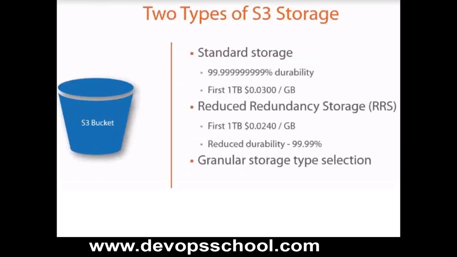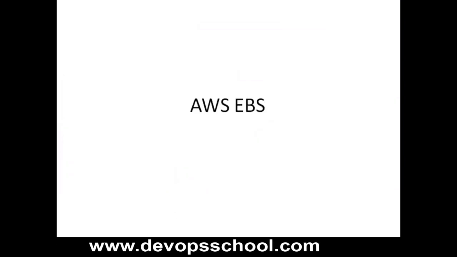Okay. Another kind of storage which we have, like EBS. In that, we have two types. Okay, this is again, we are discussing S3. In this, we have a standard storage, which is basically the same thing, but the SLA is different here. So let's leave this one for the time being.